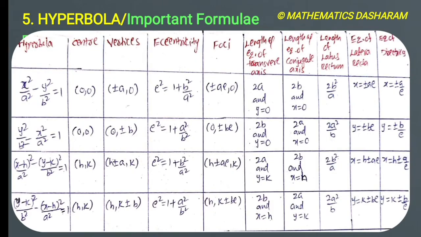So this is an important table for solving the problems from the exercise. Here the first column is hyperbola. Here we have a total of 4 different hyperbolas. Next is center, vertices, eccentricity, foci, meaning focus, length and equation of a transverse axis. Next, length and equation of a conjugate axis.